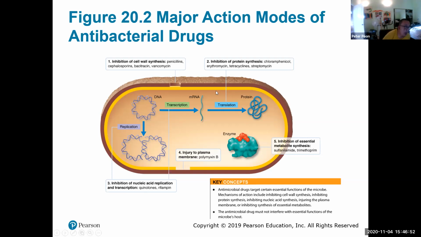You do not have to know the name of the antibiotics that cause each type, with the exception of penicillin, chloramphenicol, and tetracycline. Those are the three most common antibiotics, so I'm going to hold you to those.